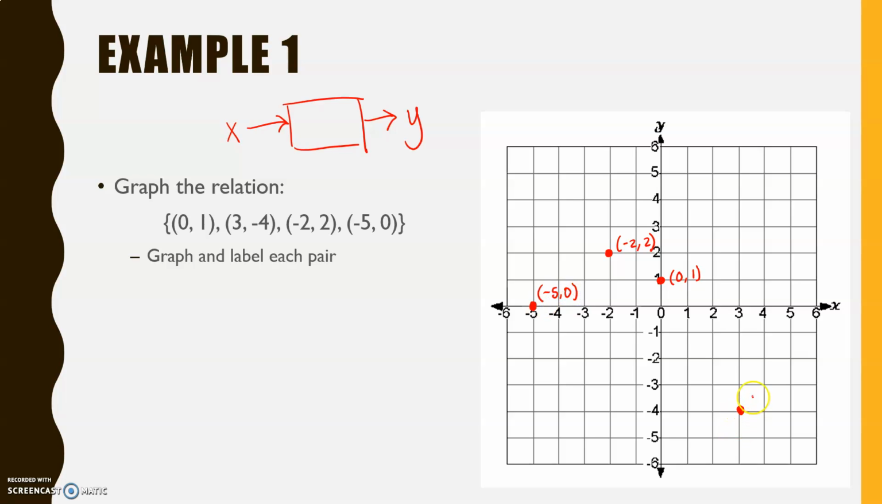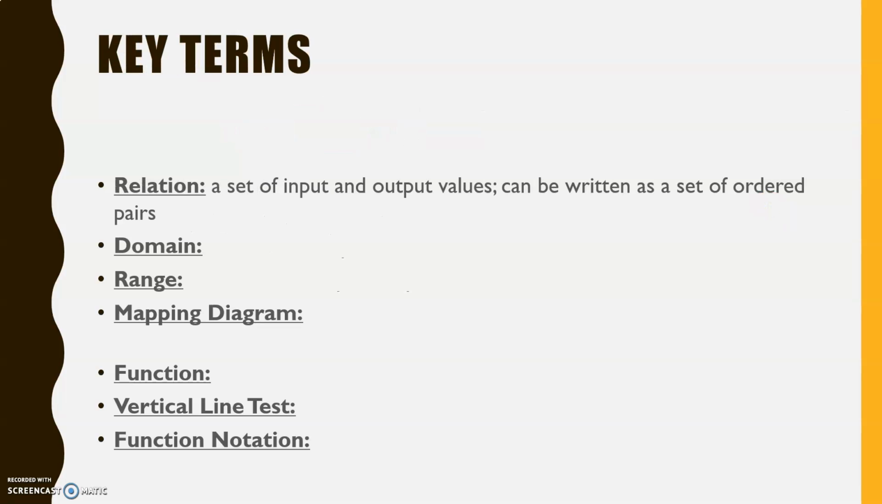Be careful with the points that have a 0 in them. A lot of times I see people mix those up. I think we do pretty well when it's something like 3, -4, but a lot of times people will graph 0, 1 as this, and they mix up their ordered pairs. So that's how we would graph a relation. It doesn't really seem like much, but let's get a little further into it.